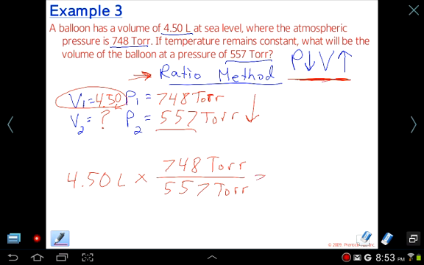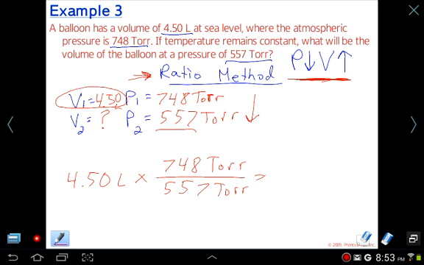So you'll plug in 450 multiplied by 748 divided by 557. And you should get yourself a... Oops, let's try that again. 450 times 748 divided by 557, little glitch.